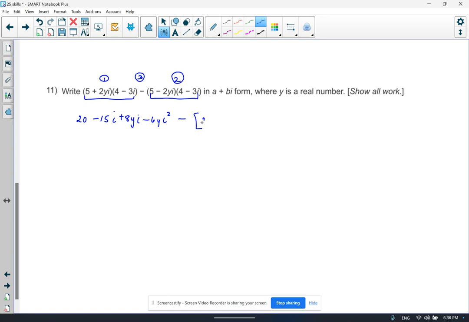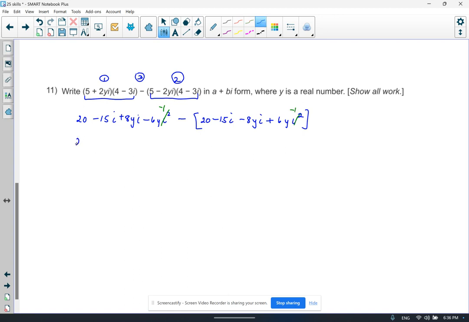5 times 4 is 20. 5 times negative 3i is minus 15i. Negative 2yi times 4 is negative 8yi. Negative 2yi times negative 3i is positive 6yi squared. Just be really careful. We know i squared is negative 1, and we're going to use that.